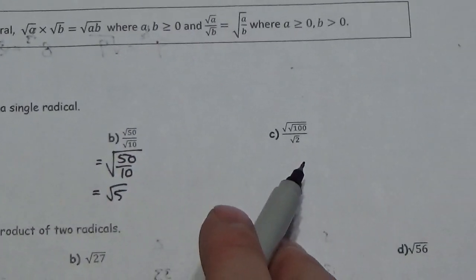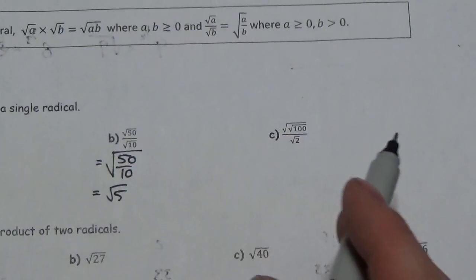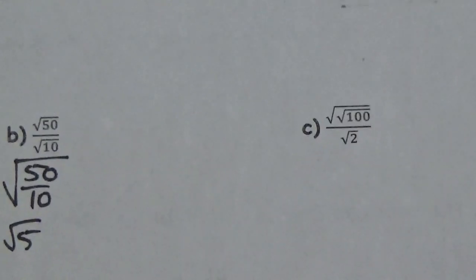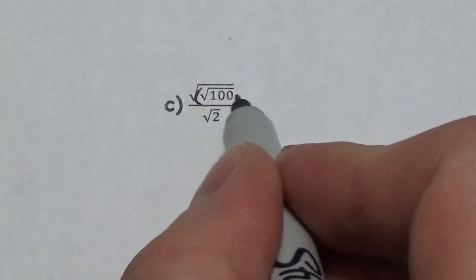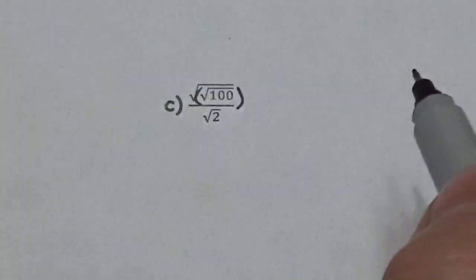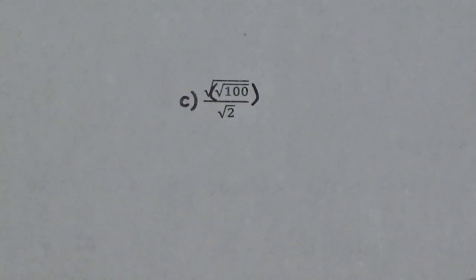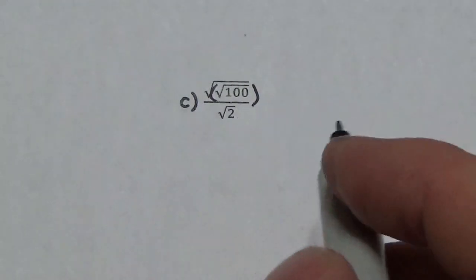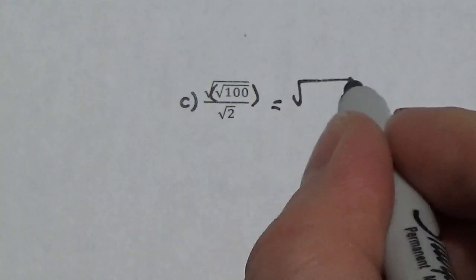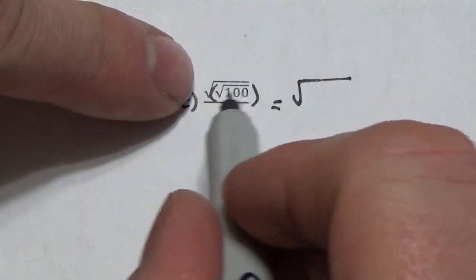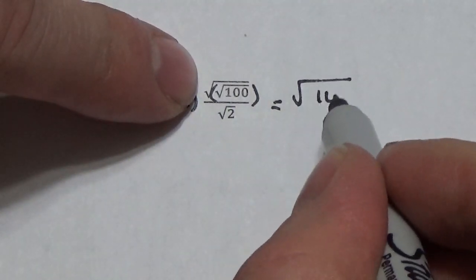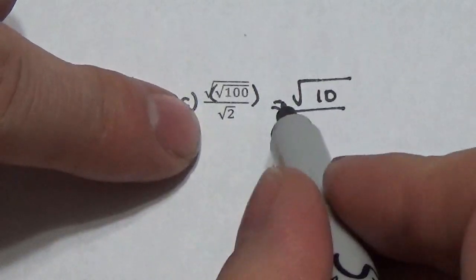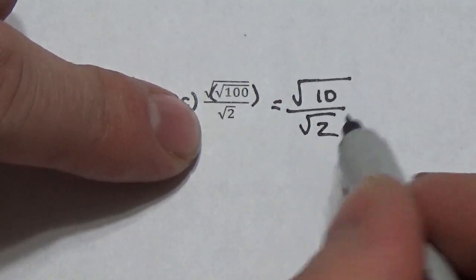Over here, this one's a little bit weird because it's the square root of the square root of 100. Here, I'll zoom in a little bit there. So what do you do when something looks like that? Well, when you've got that bar across there, that implies a set of parentheses, and I have to do what's inside the parentheses first. So here's that outside square root, and now look at that inside square root, the square root of 100. Well, the square root of 100 is 10. And so now I've got the square root of 10 divided by the square root of 2.